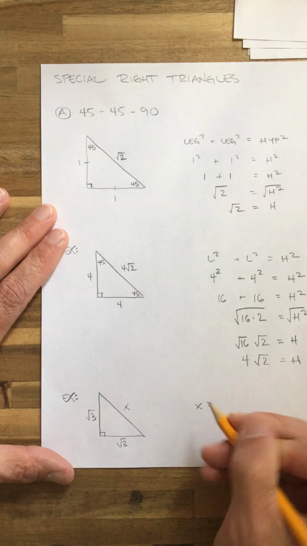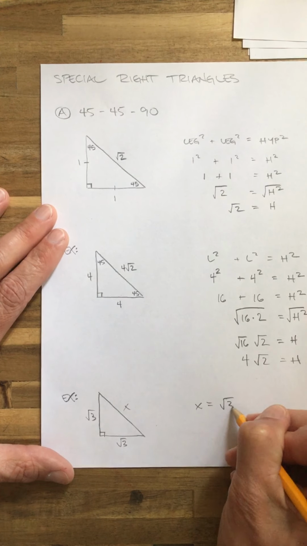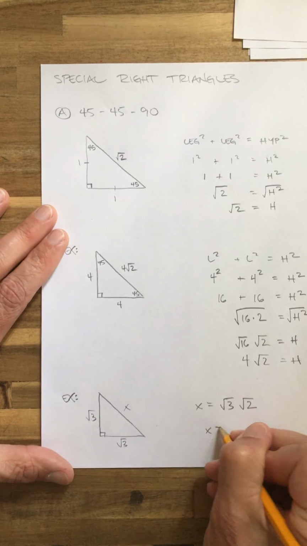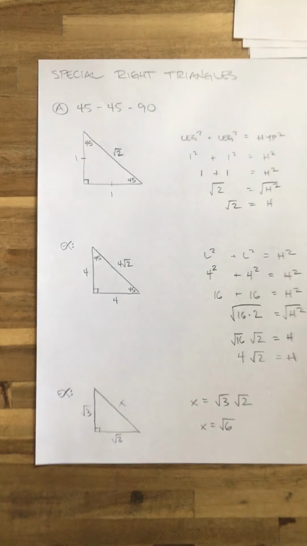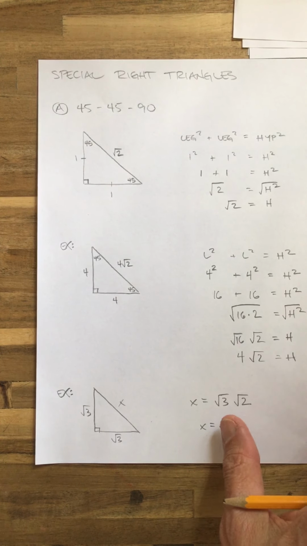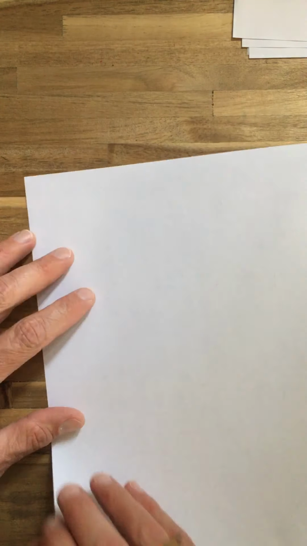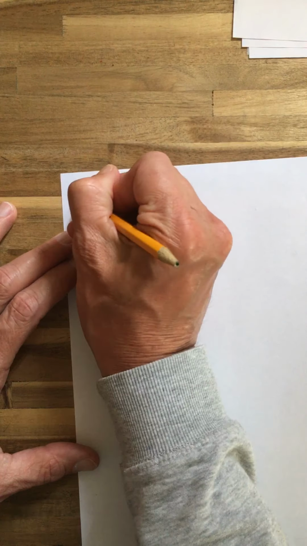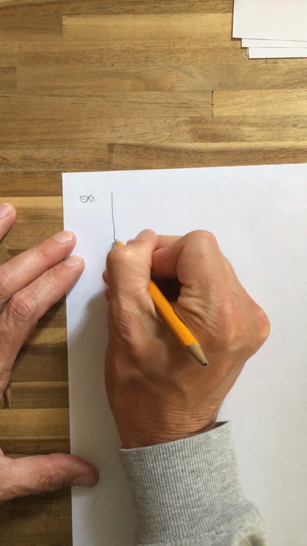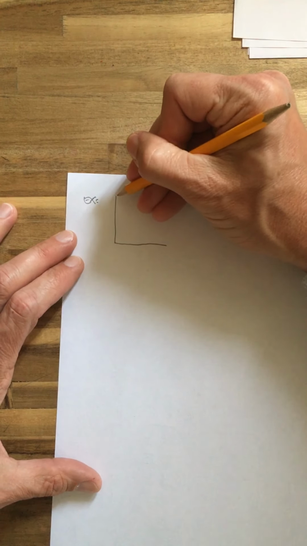So x equals square root 3 times square root 2. And now just simplify it. X equals square root 6. We're done. Just like that. Okay? Let's do another one. Let's do this. This one might be a little tricky. Check it out.